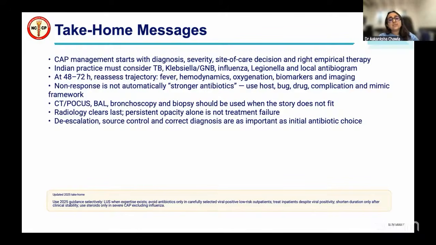You need to use the host, bug, drug, complication and mimic framework to rule out why there is no response. And of course, CT scan, focus, bronchoscopy, BAL, and biopsy should be used when the story does not fit. Radiology, like I said, clears last. Persistent opacity alone is not treatment failure. De-escalation, source control, and correct diagnosis are as important as the initial antibiotic choice.